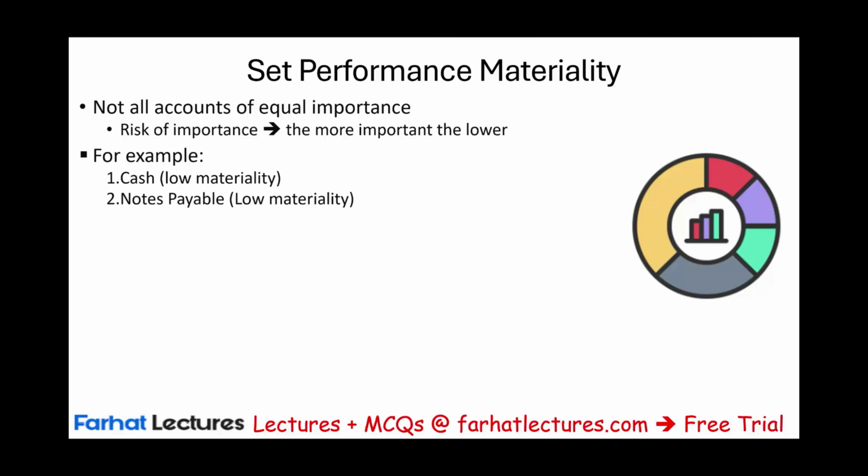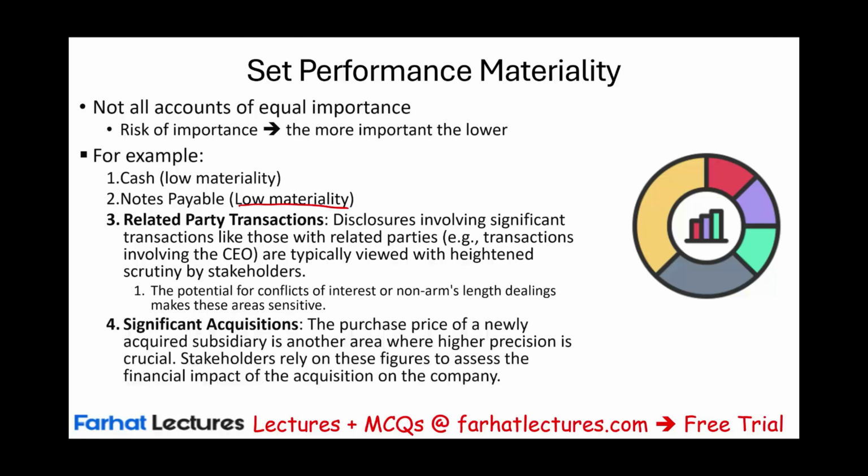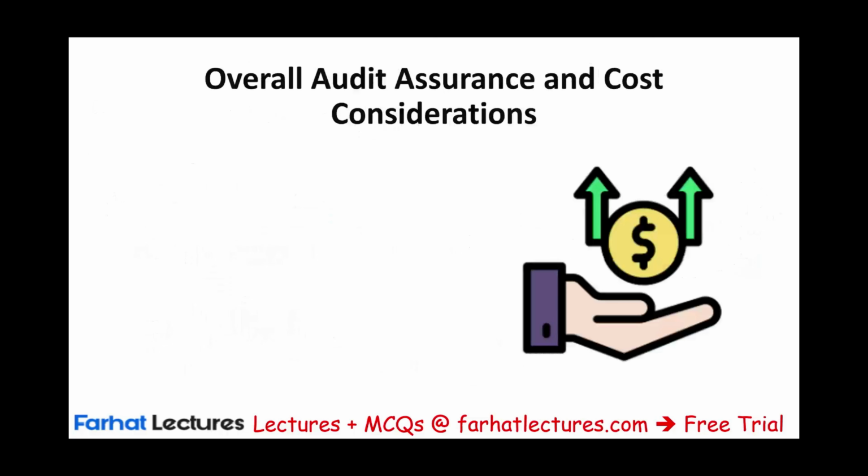Notes payable, same concept. If you have loans, they are important, and we have to set low materiality for them because it's also easy to audit notes payable. You confirm notes payable with the lender. Related party transaction is another important account. If there's any related party transaction between the CEO and the company, we have to set materiality low because there shouldn't be a lot of transactions and they should be important. Therefore, we have to audit them. Significant acquisition also will be considered a transaction that's of high importance. Therefore, we set low materiality for those. So there are certain transactions, and don't worry, we'll look at an example later to illustrate this.